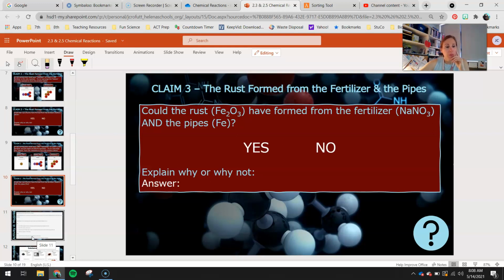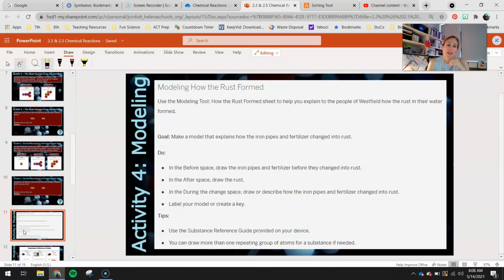All right, moving on, you guys are going to be working on activity 4. We're kind of slowing down for the day. We have one more activity in here, then we're going to do a little experiment, and then you guys will be done for today. You're going to do a little modeling, modeling how the rust formed. Use the modeling tool, the how the rust formed sheet, to help you explain to the people of Westfield how the rust in their water formed. Your goal is to make a model that explains how the iron pipes and fertilizer changed into the rust.